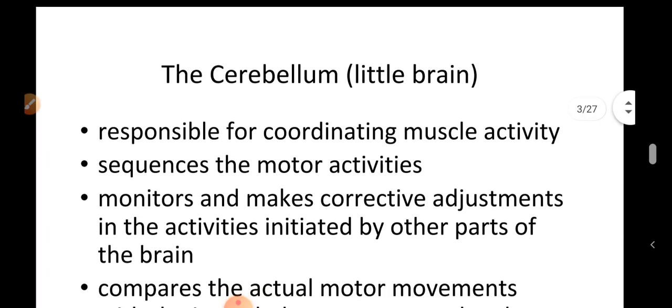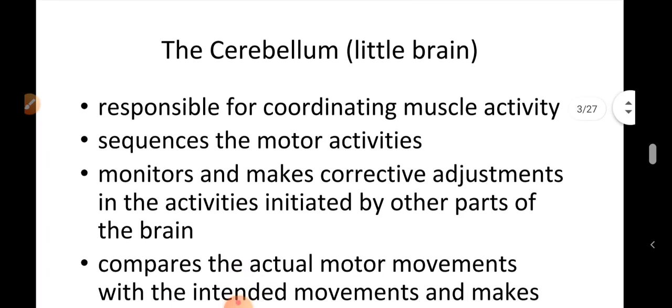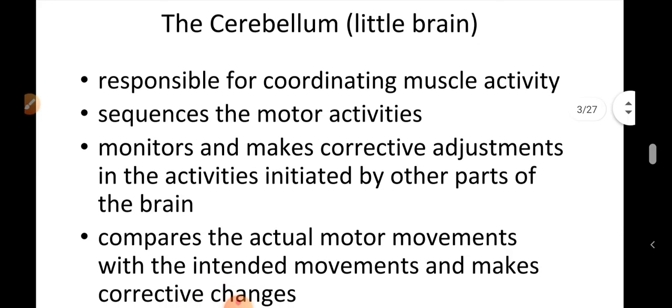So cerebellum is a little brain which is a part of hindbrain and it is responsible for coordinating muscular activity, sequencing the motor activities, monitoring and making corrective adjustments in the activities initiated by other parts of the brain. Cerebellum also compares the actual motor movements with the intended movements and makes corrective changes.